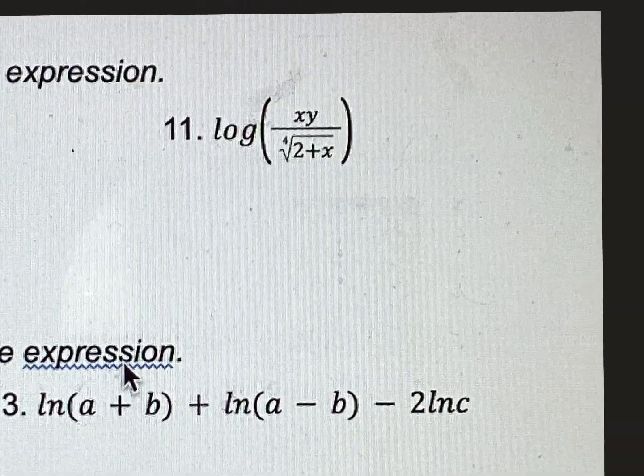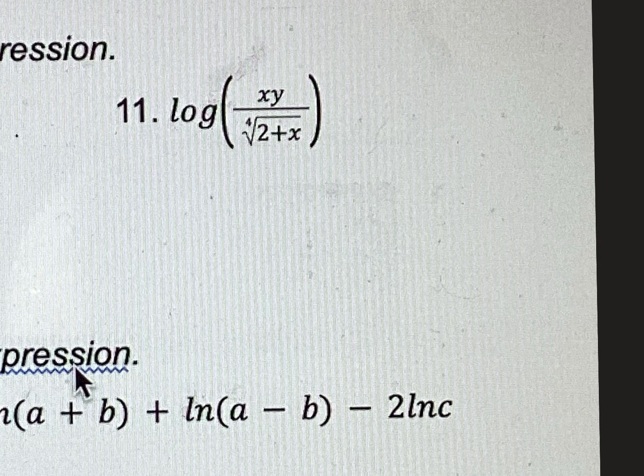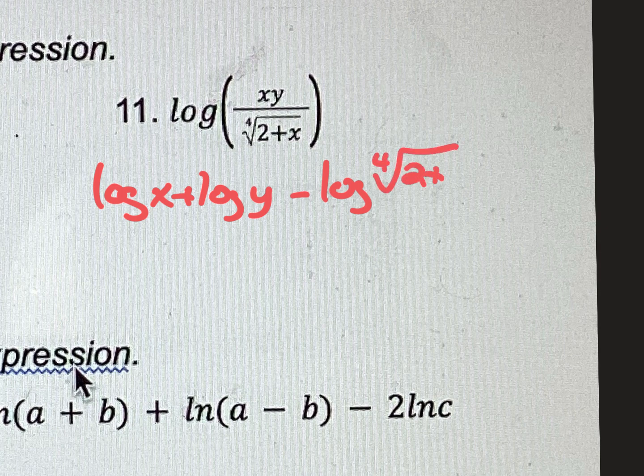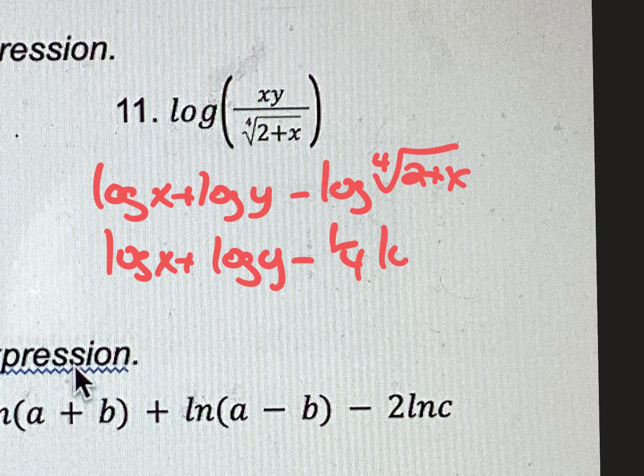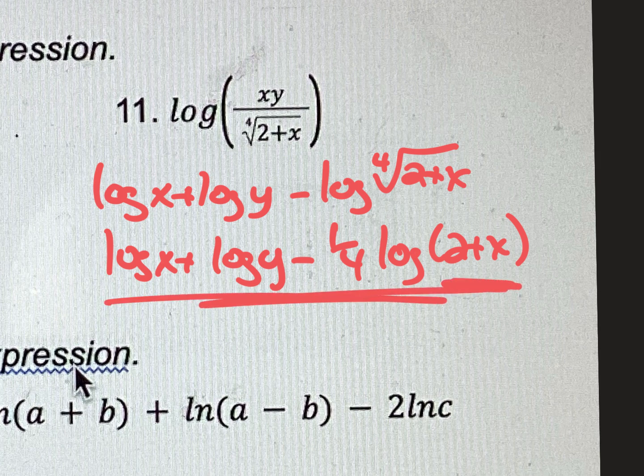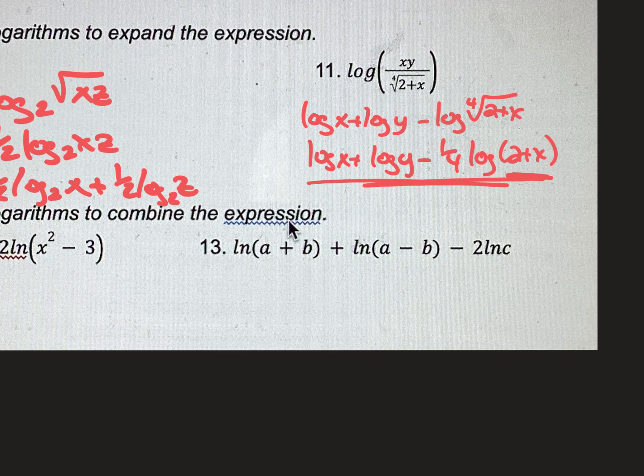Let's go to 11. One thing you could remember, anything that's in the numerator is going to be positive. So I'm going to say log x plus log y. And anything in the denominator is going to be subtraction. So I'm going to say minus log of the 4th root of 2 plus x. And all I want you to do to finish that is take that root out and make it an exponent. Remember, exponents go in the front. 4th root is really a 1/4 power on log of 2 plus x. That's as far as you can go. Remember, we cannot split up addition. We can split up multiplication and division. That's it.